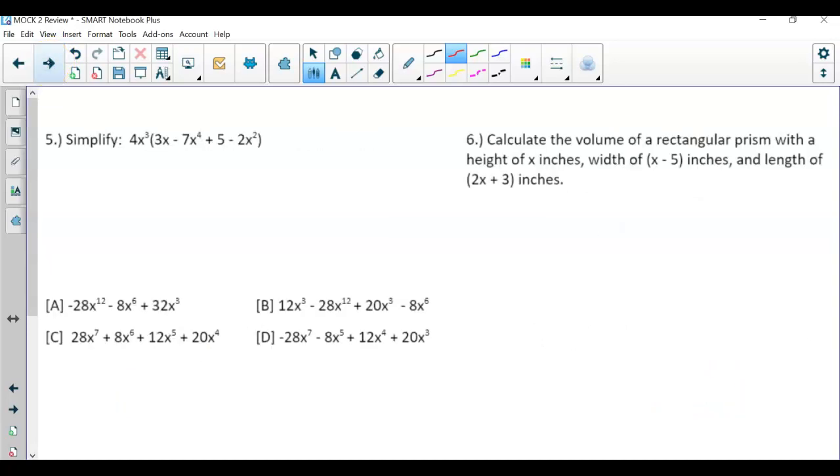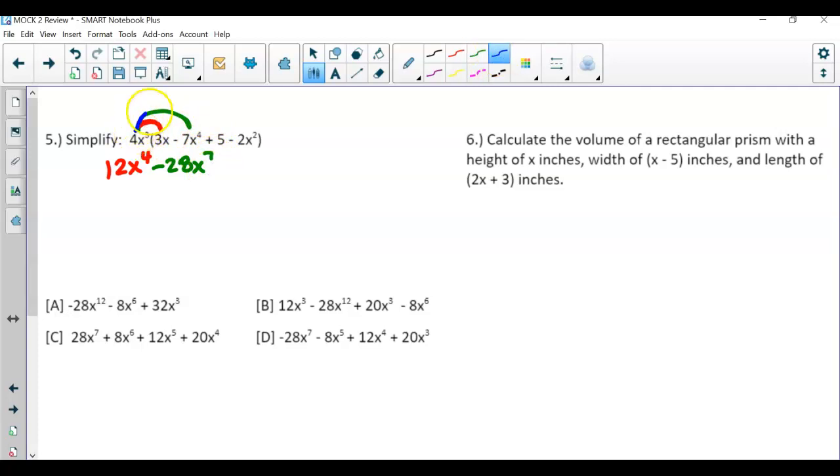Then number 5, we're distributing 4x cubed here. So here now I've got 4x cubed times 3x, which is 12x to the 4th, right? Because we're adding our exponents. Then 4x cubed, but now times negative 7. So that's negative 28, but then again, add the exponents. So that's 3 plus 4, making that x to the 7th.